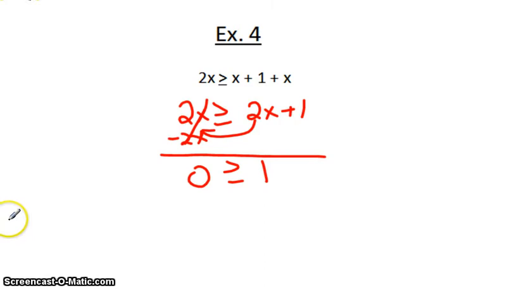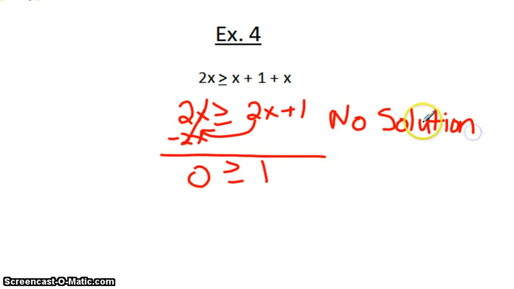Is 0 greater than or equal to 1? No, that's never true, which tells me that this one has no solution. That means there is no number that I can put in for x and have a true solution.